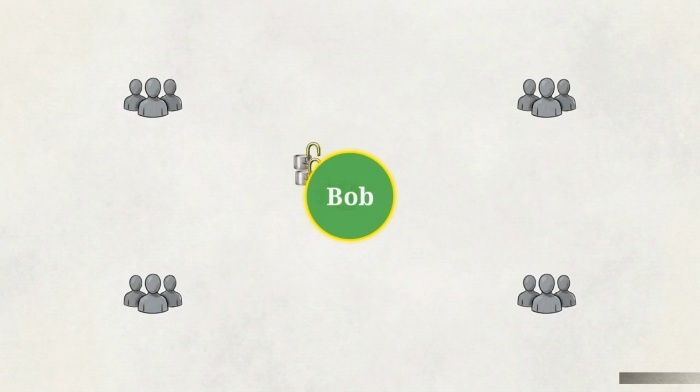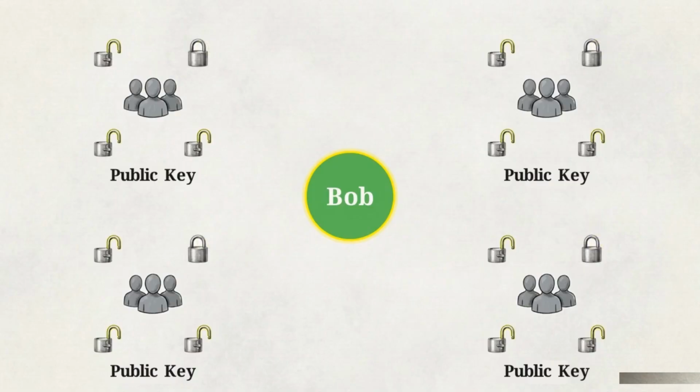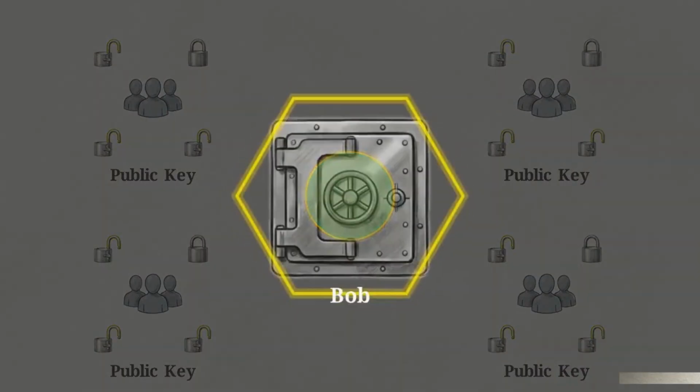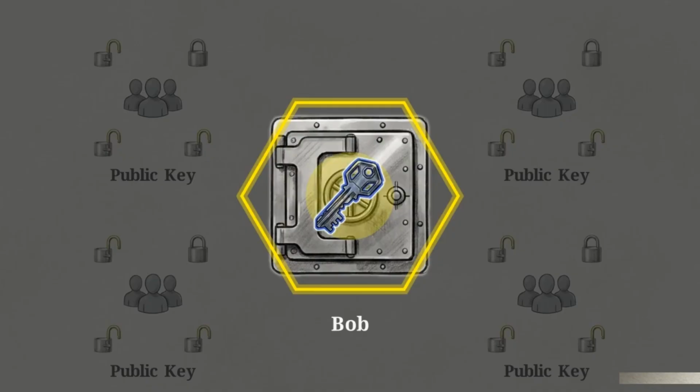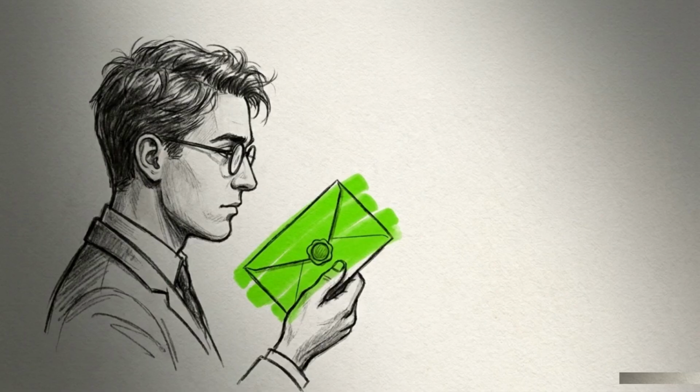Bob starts the process by doing something counterintuitive. He creates thousands of identical open padlocks and gives them away. These are his public key. Their only function is to snap shut. But Bob keeps one thing strictly hidden, the single, unique private key. By using one tool to lock the message and a different tool to unlock it, Bob can receive a secret without ever having to send a password.